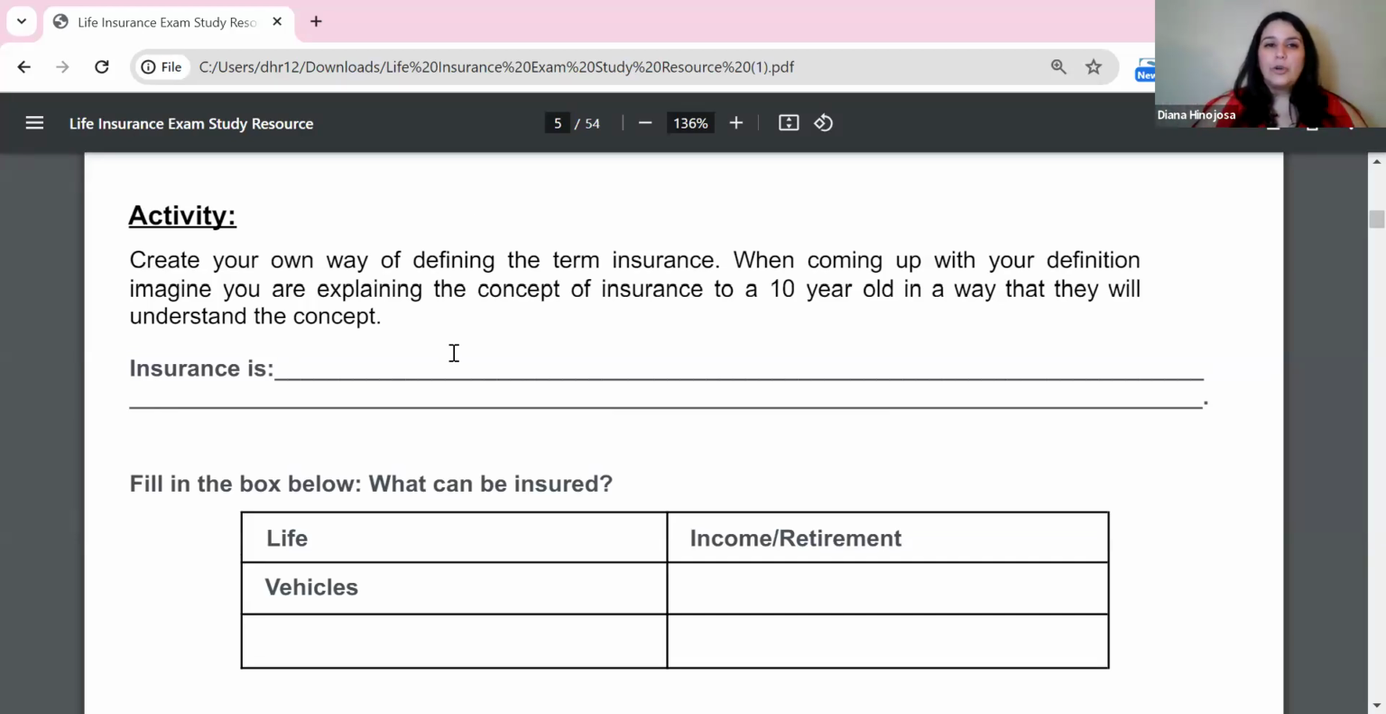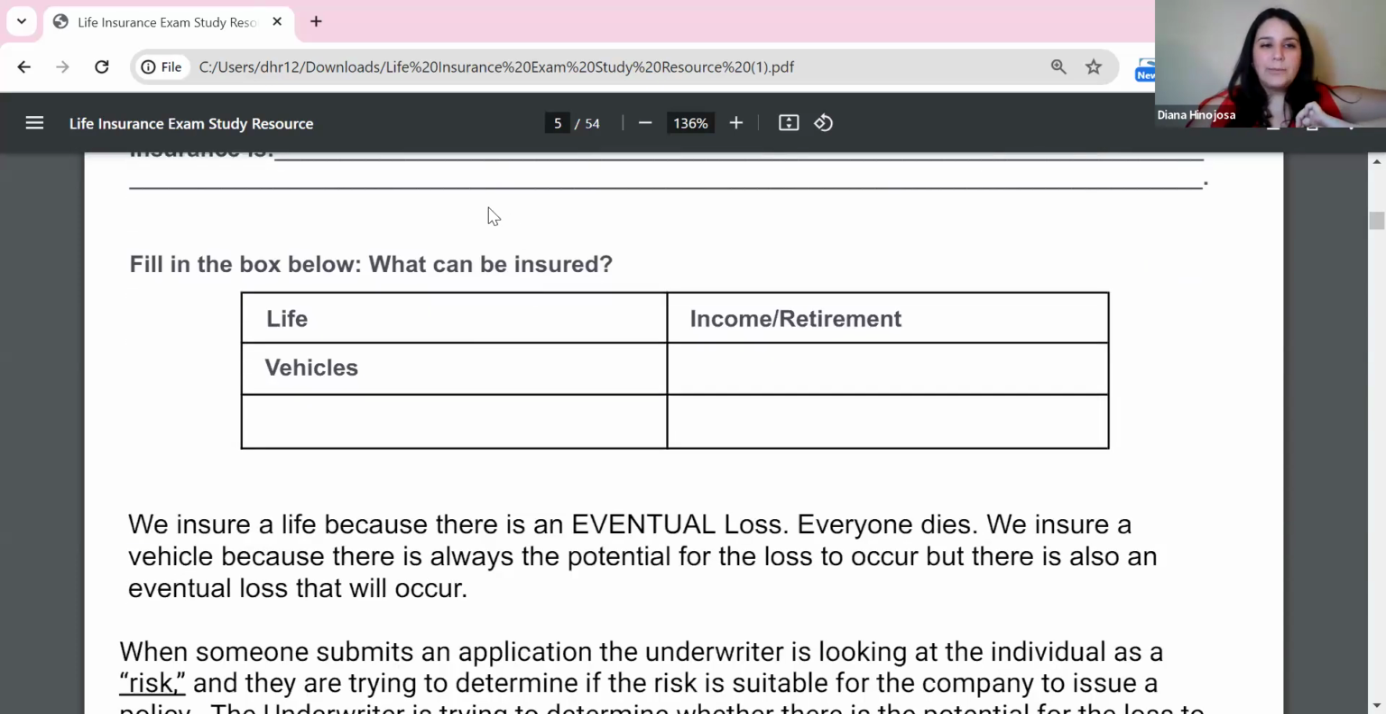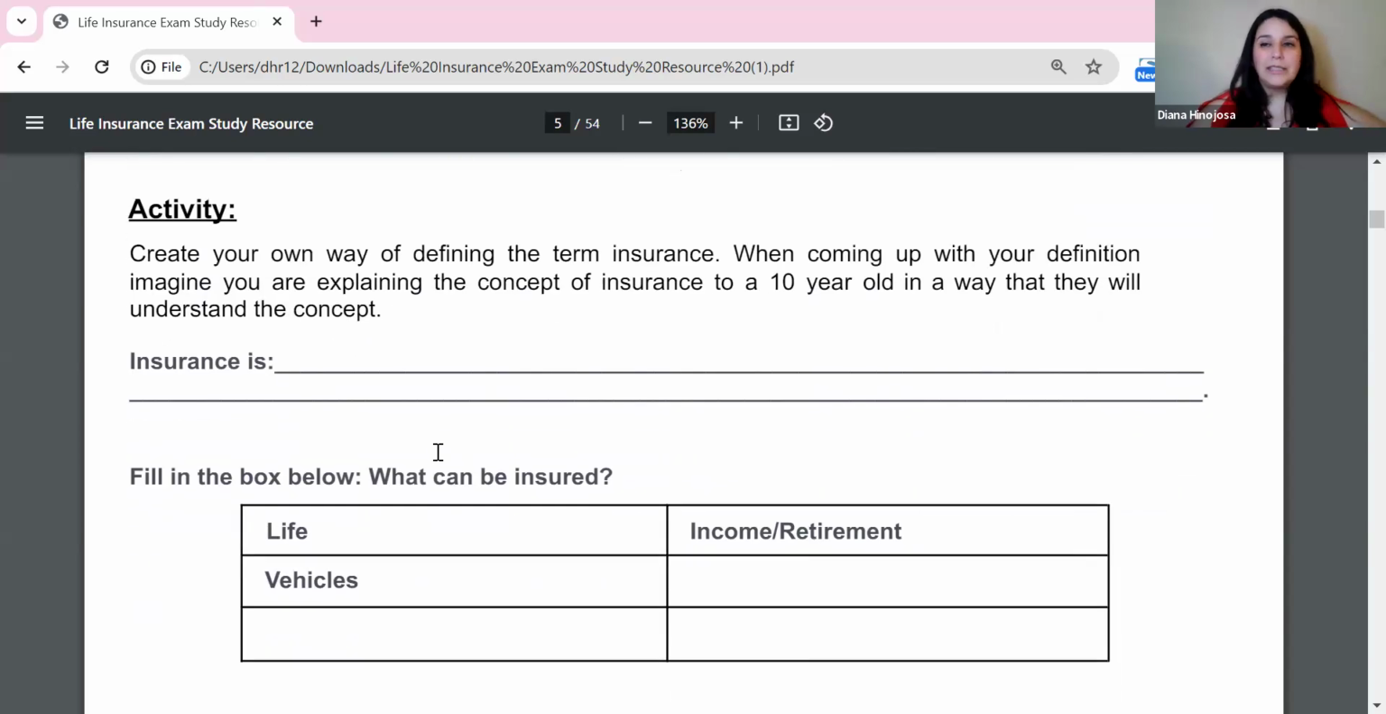And also, back to our definition of risk, which we're going to cover more and talk about more in a little bit, we are insuring the risk of that loss happening. We're insuring the risk of that life being lost. We're insuring the risk of that car crash happening. So when we are going through underwriting and our applicant is being investigated by our underwriter and all of that, he or she is being referred to as a risk. Do we think this is a good risk for our company? Do we think this is not a good risk for our company? All right. So just keep that in mind as well. So go ahead and pause me and go ahead and complete this activity.